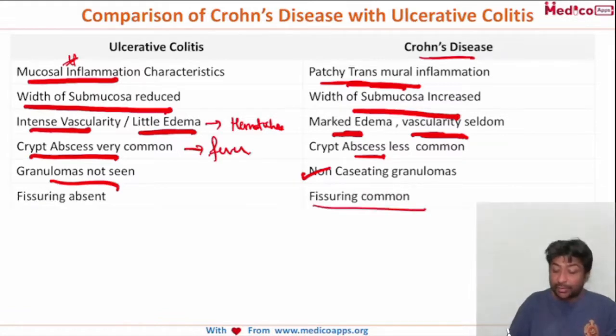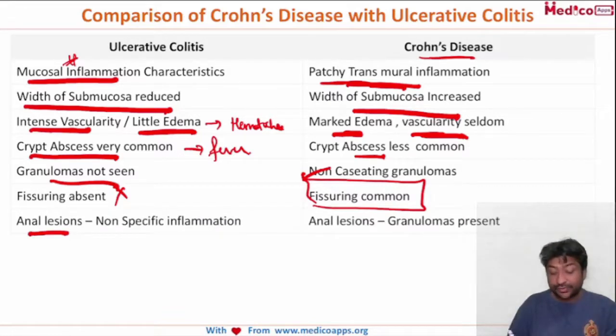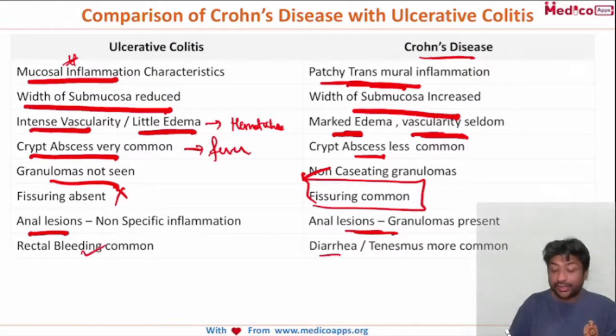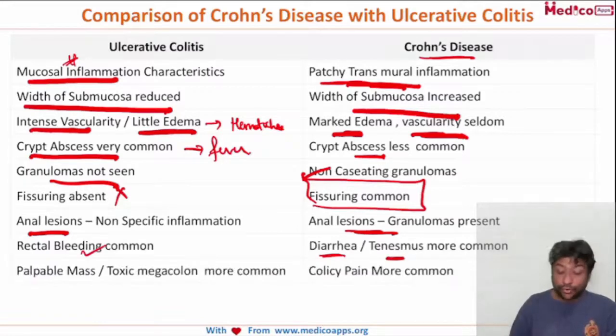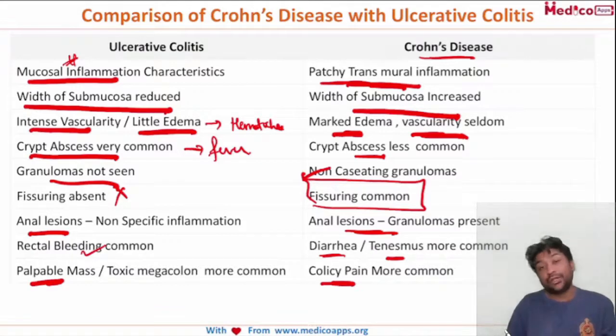Fissuring is a hallmark of your Crohn's disease. It is almost never seen in your ulcerative colitis. Anal lesions are non-specific here, but here you can have granulomas and fissures in your Crohn's disease. Rectal bleeding is very common. Here dysuria and tenesmus are more common. Palpable mass because of toxic megacolon is more common here, but here primarily the patient will present with colic pain.